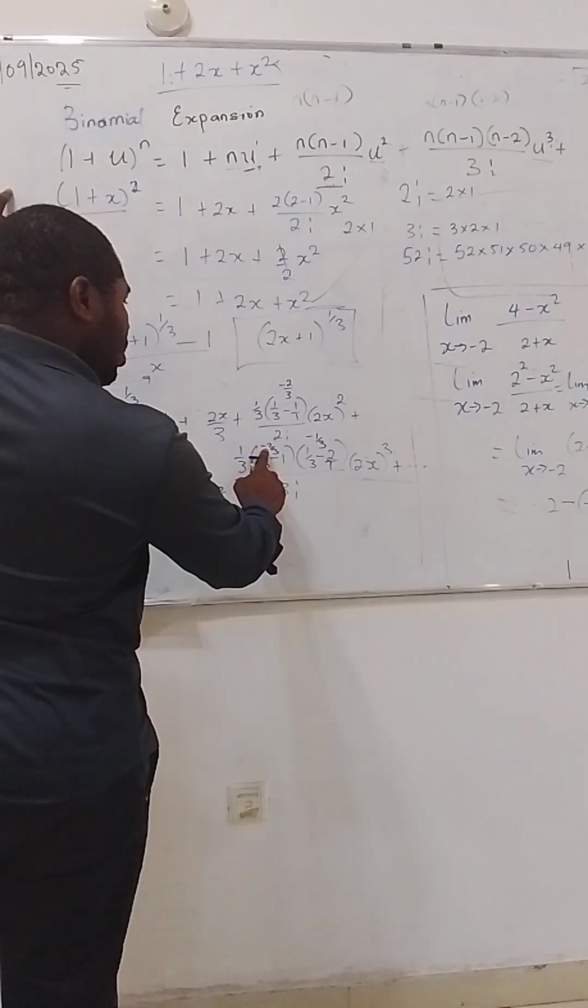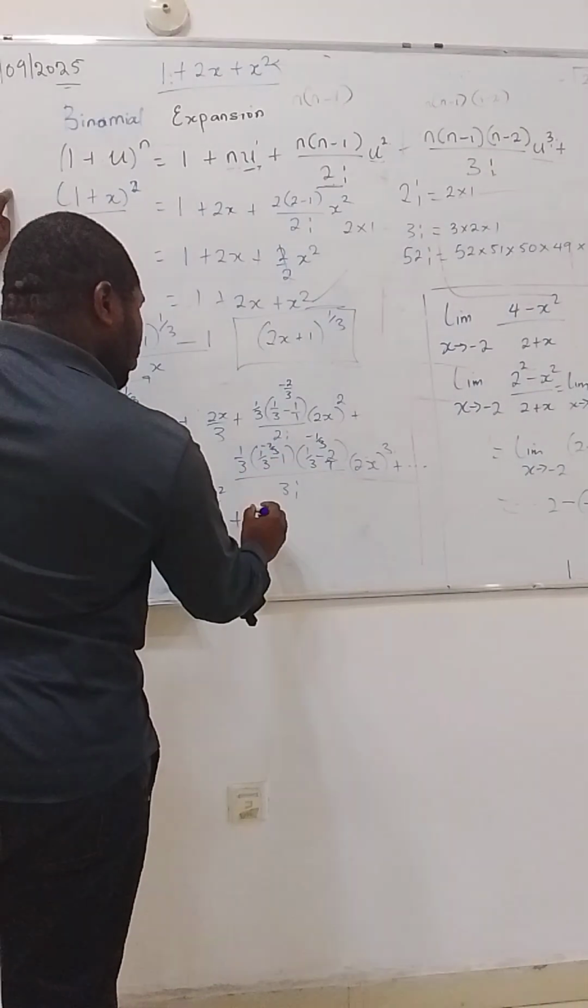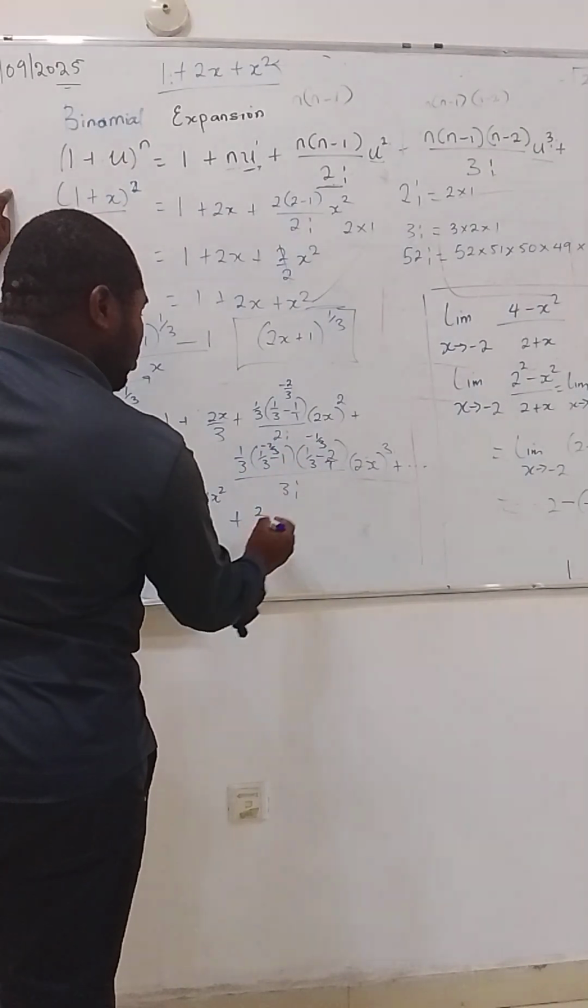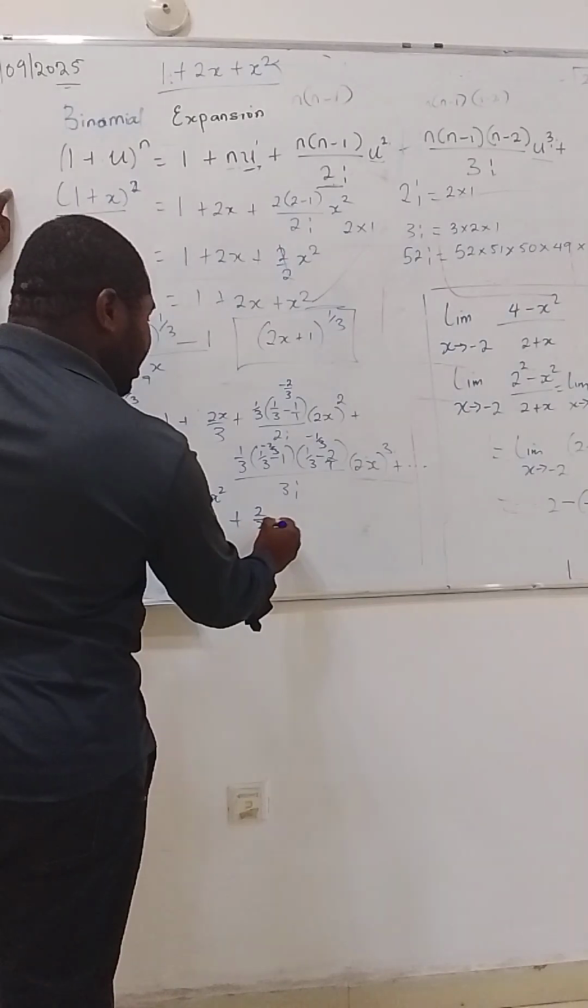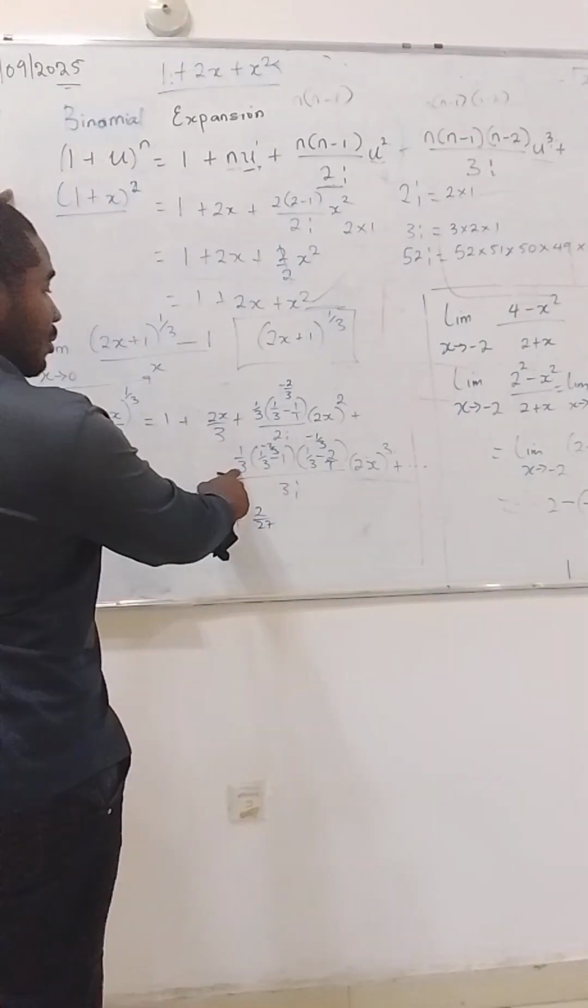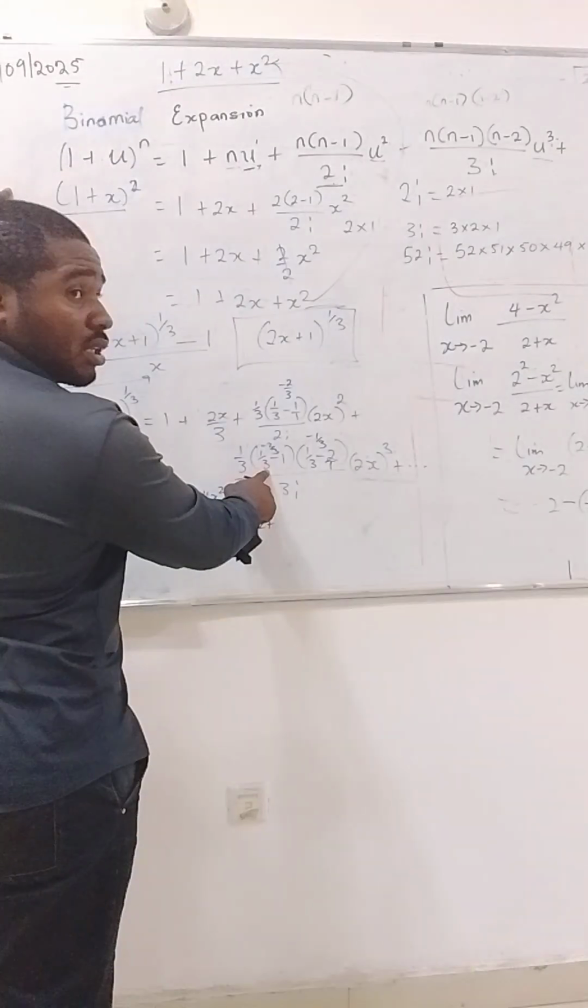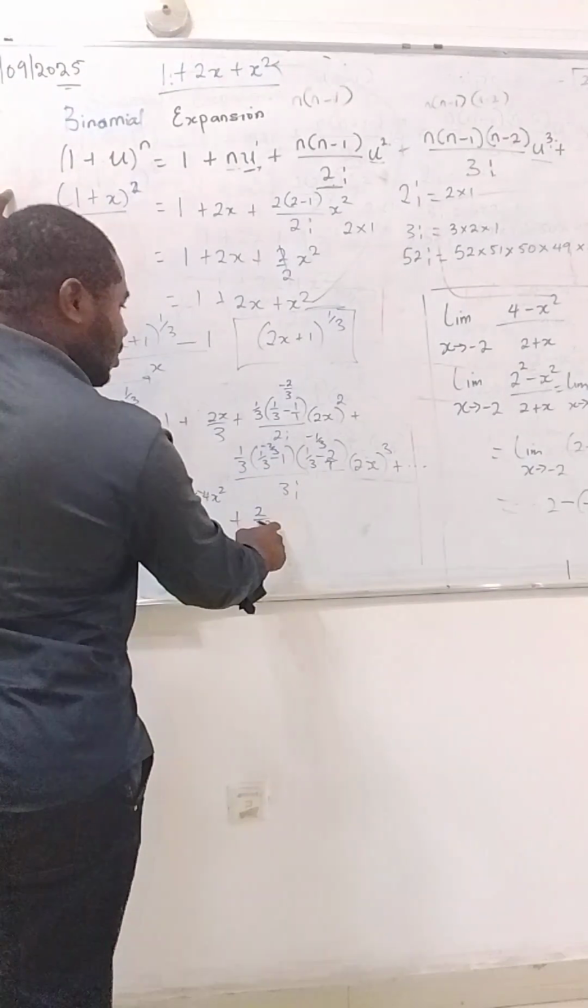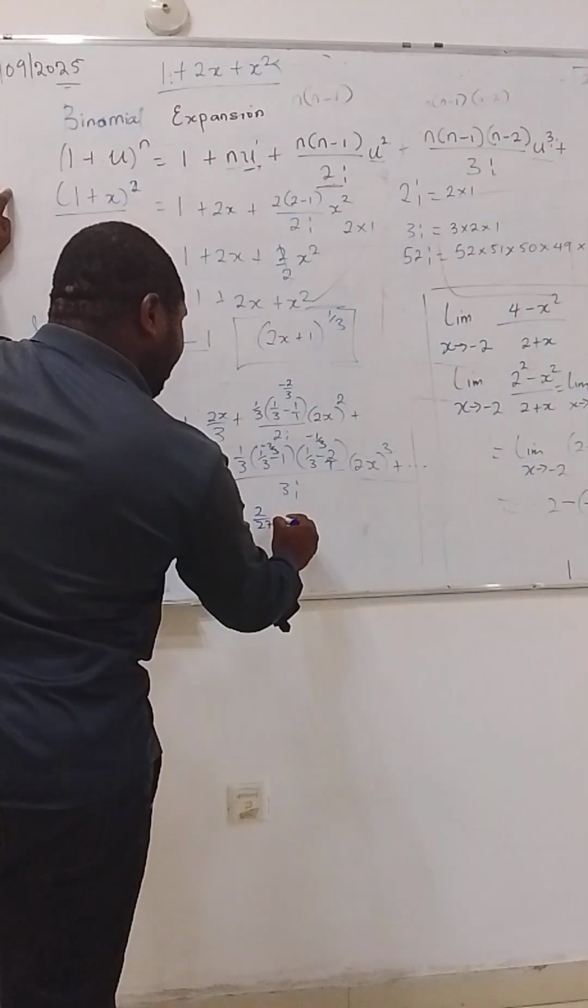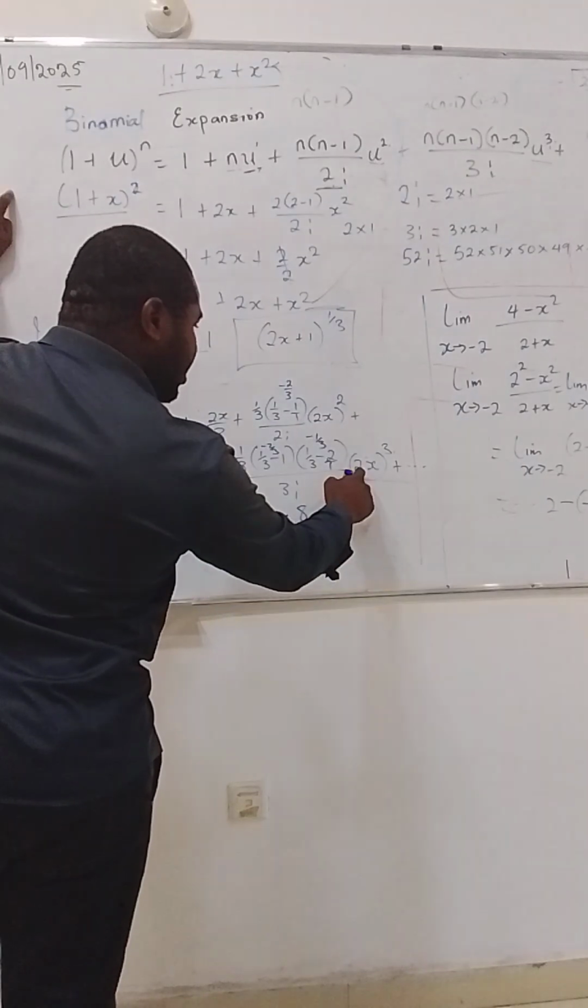So we have 2, but here we're going to be having what? All over 27. Is that correct? 3 multiplied by 3, oh, 9, multiplied by 3. Here we're going to be having multiplying what? 8.